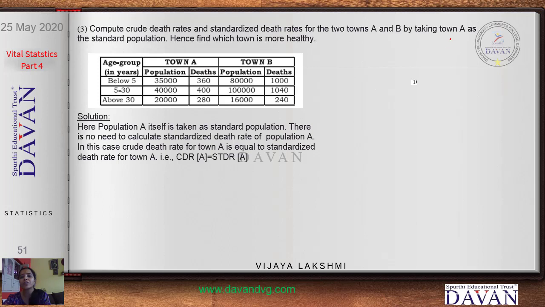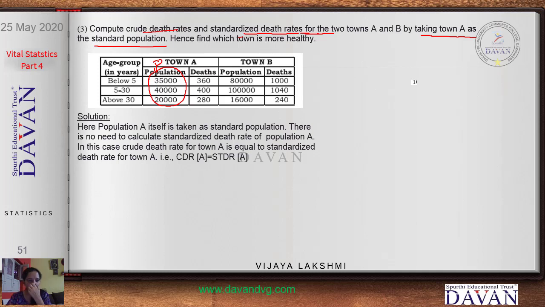So the standard population column is not given. Instead, they are telling that town A population must only be taken as the standard population. Hence, find which town is healthier. They are asking you to find the CDR as well as the STDR for both towns A and B, and they are saying town A population must only be taken as the standard population. That is, this is the value of capital P.